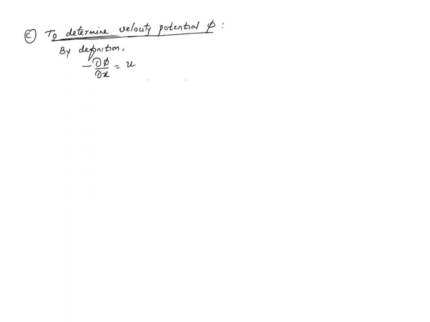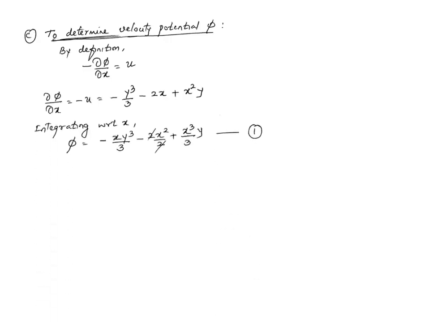Now coming to the velocity potential, we know that negative derivative of phi with respect to x is u. Substitute the value of u. So therefore dou phi by dou x you will get, integrate this with respect to x. When you integrate that, we get integration with respect to x is minus xy cube. Here integration of x is x square by 2, then integration of x square is x cube by 3. So we get here the function phi as equation 1.